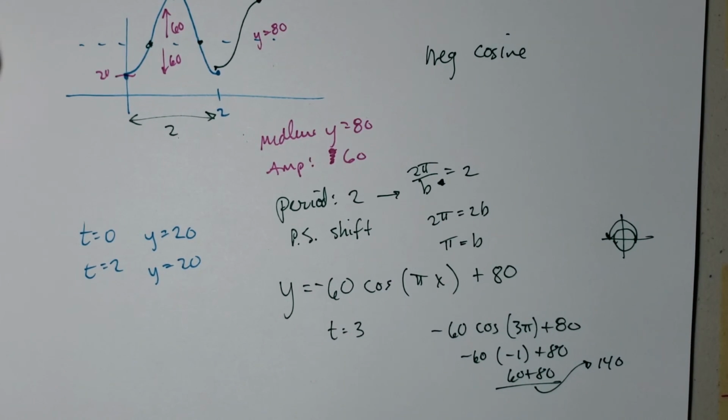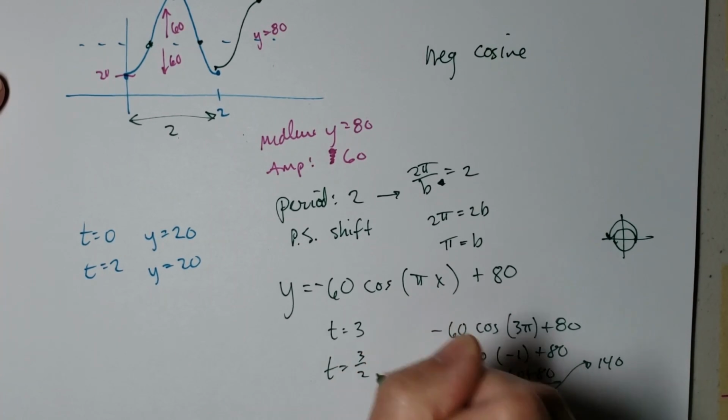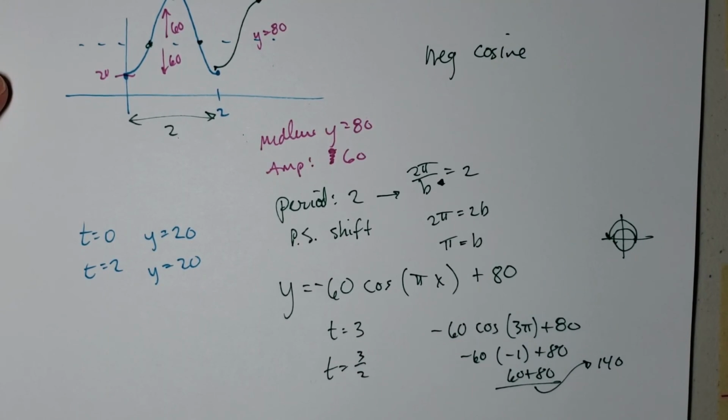Or I could ask where it is at 1.5 seconds. You would put in 3 halves and solve, and you might have to know what cosine of 3 pi over 2 is. These are some of the things I could ask as well. All right, hopefully these videos are helpful. If you haven't watched the other one yet, I have done both worksheets that we had with all these word problems.